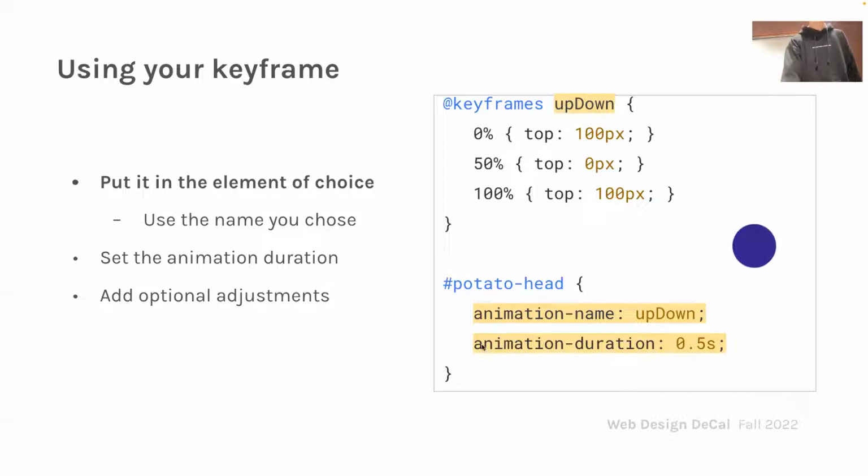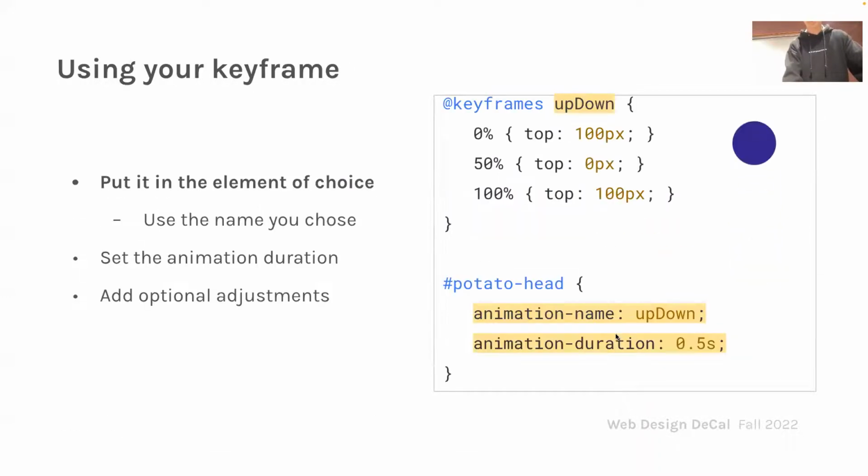We also indicate the duration. How long do we want this animation to take place? Is it over 10 seconds? Do we want it to be really fast, maybe 0.5 seconds? In this case, it's going to be a relatively fast animation. The entire thing should bounce up and down, or down and up, in half a second. So it's kind of fast.